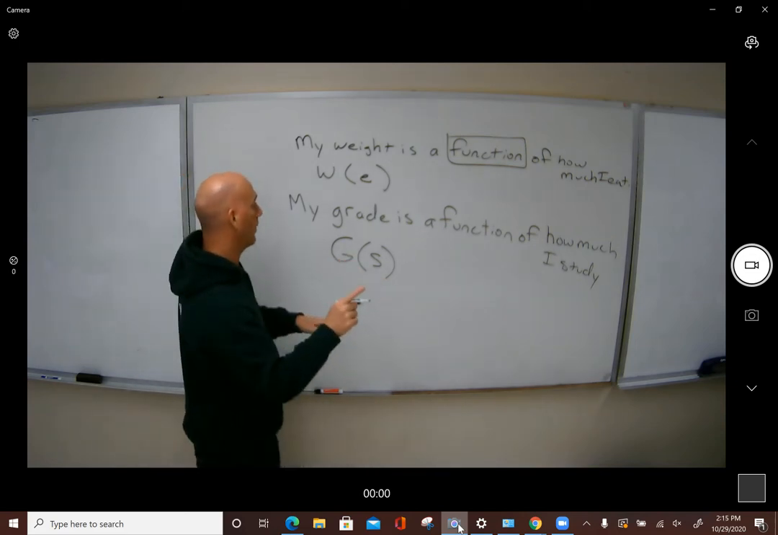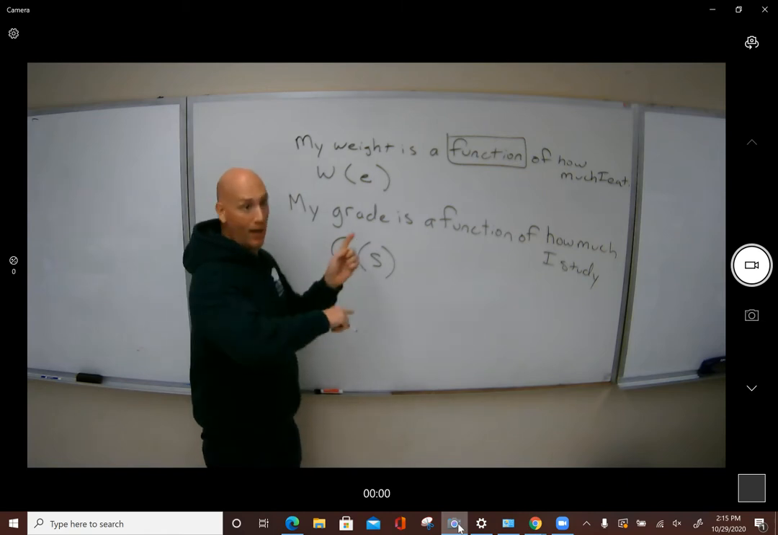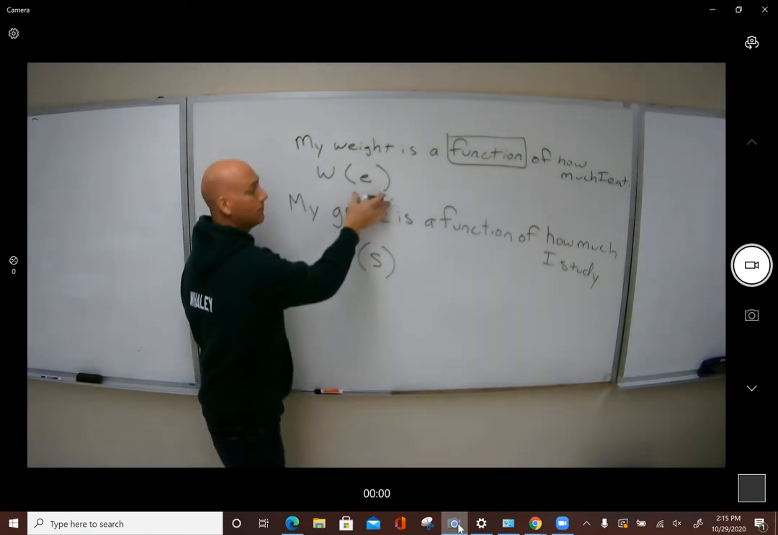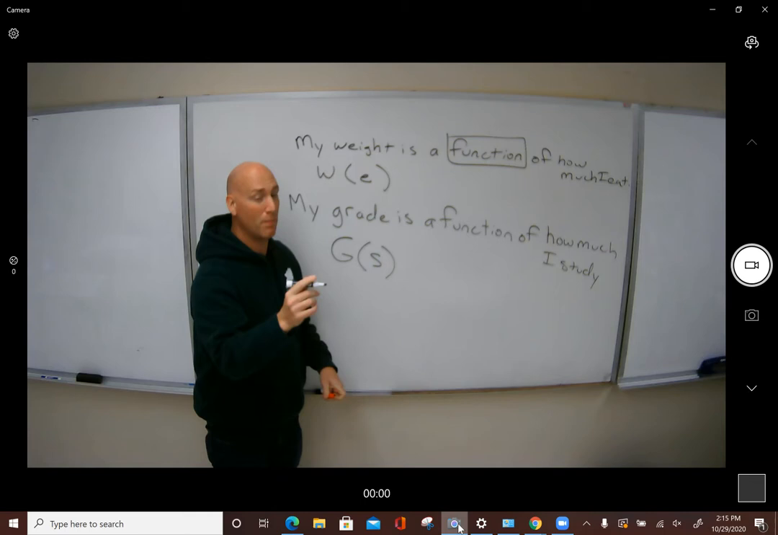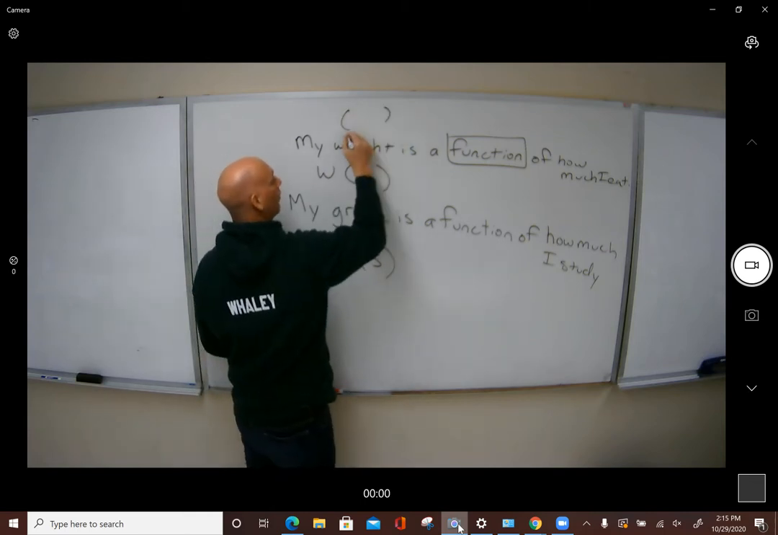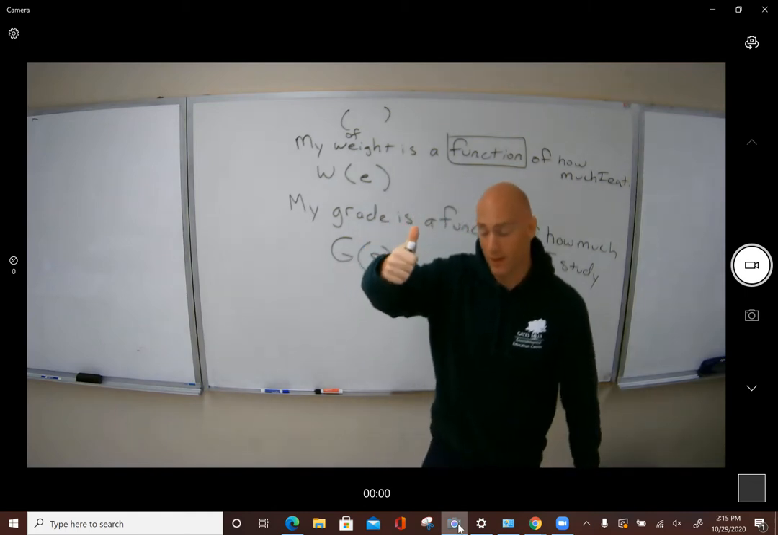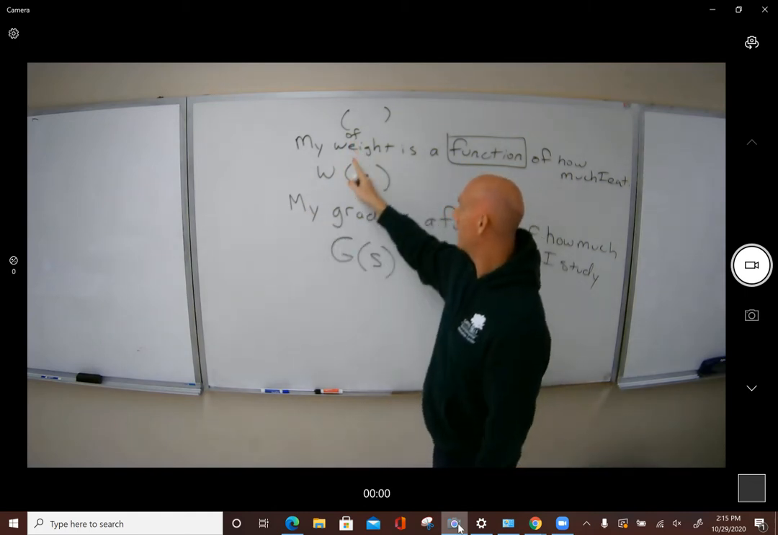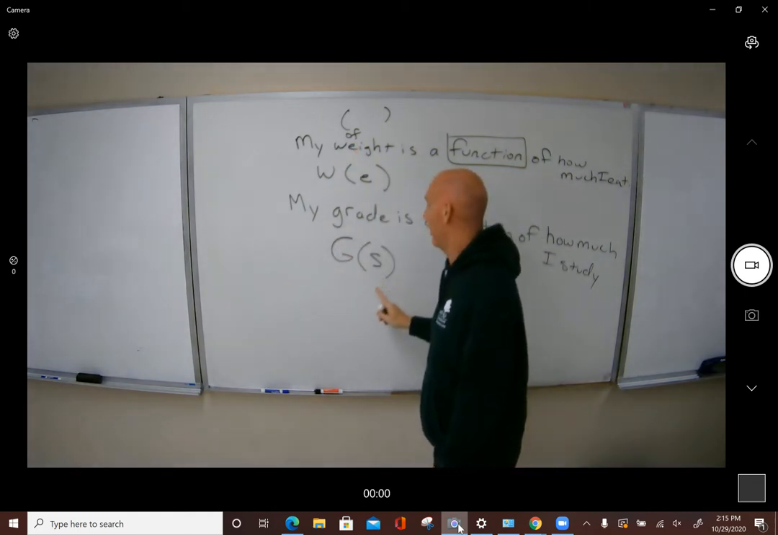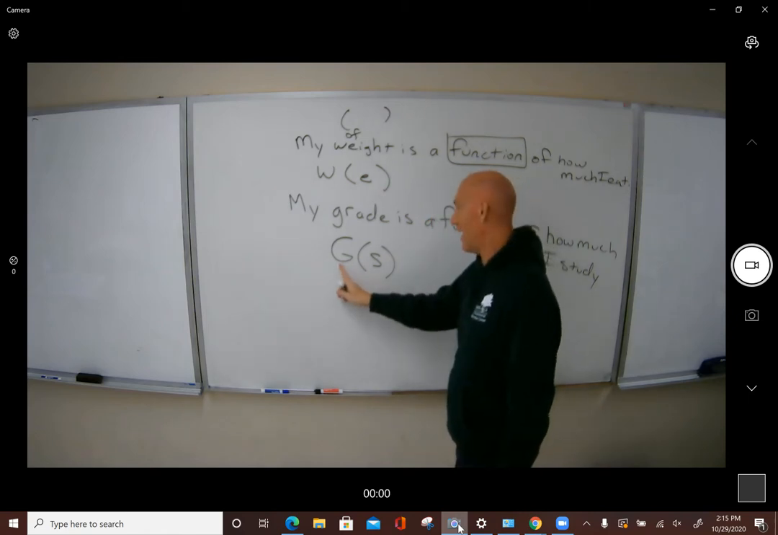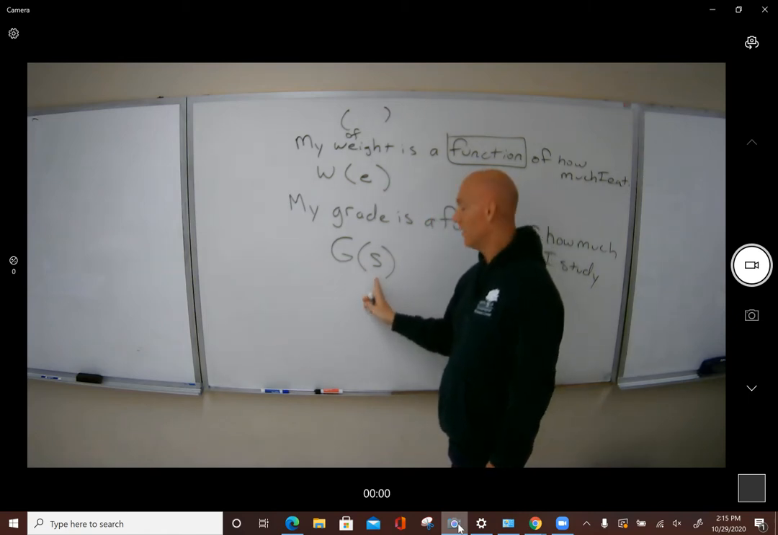So watch how this is written. 99% of the time, 99.99% of the time, parentheses mean multiplying. But remember, what it really means is that word of. That word of can indicate multiplying, or it can just indicate a function of something. So when you see something like this, it is not G times S. It is G is a function of S.